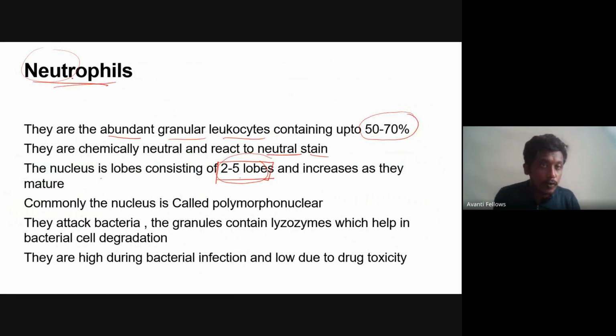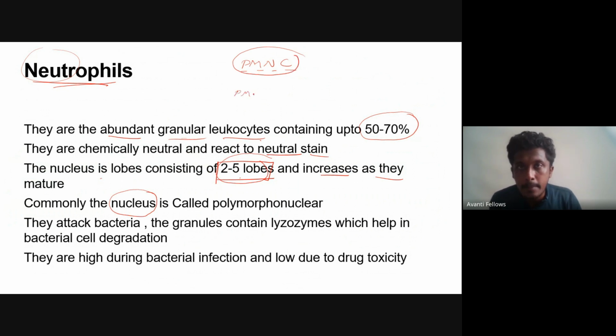What type of cell is it? It is a granular leukocyte. How much percentage? 50 to 70%. Highest number. Okay. So the numbers increase as they mature. Since the nucleus shows a different character of having 2 to 5 lobes, they are also called polymorphonuclear cells, PMNC. The exams usually ask with these terms.